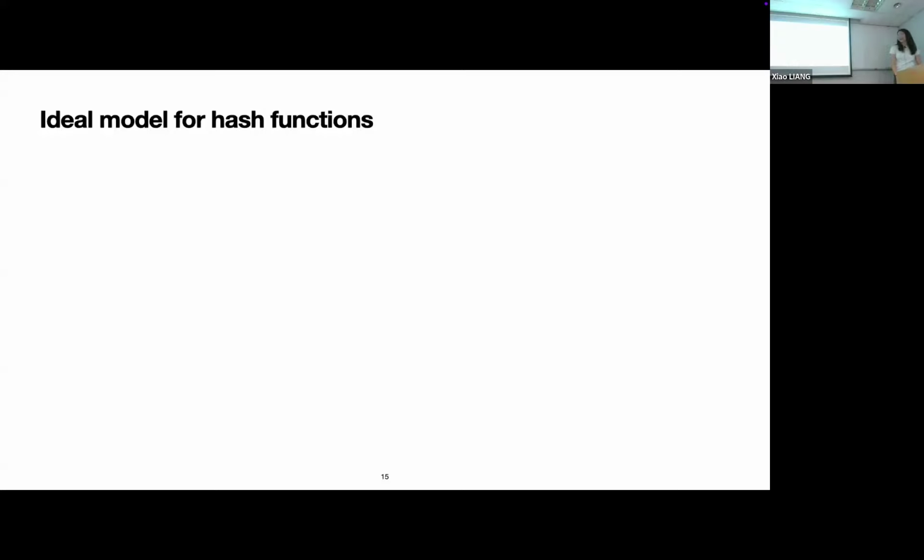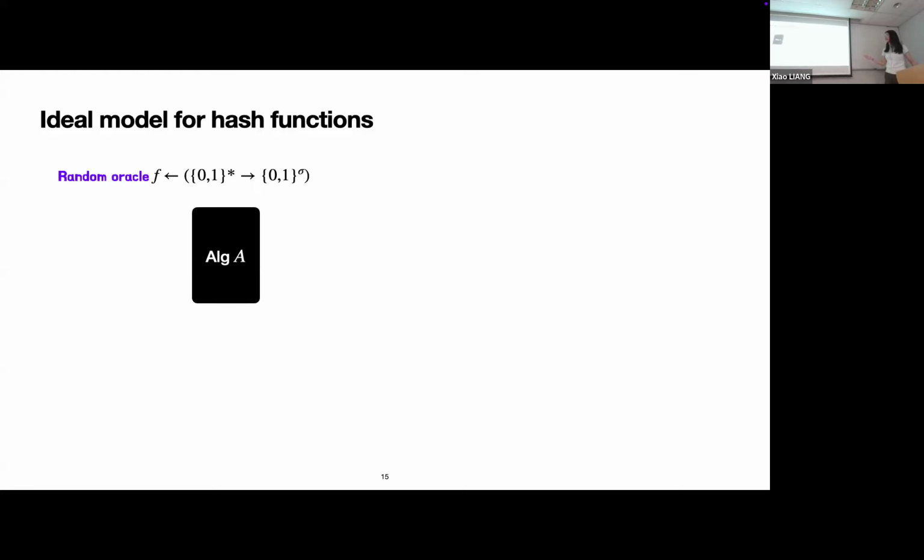here are some more technical details. Actually, sorry about this, but before I continue, I need to introduce a bit more about the BCS transformation. As mentioned, the security of the BCS transformation is proved under some ideal models. In the classical case, we had the random oracle model, where you sample a function uniformly at random.